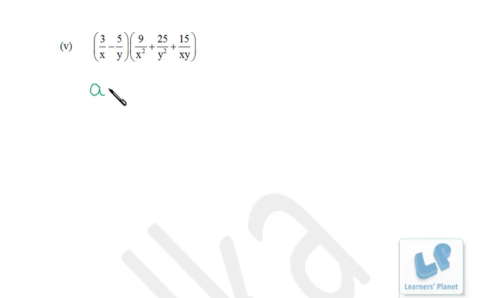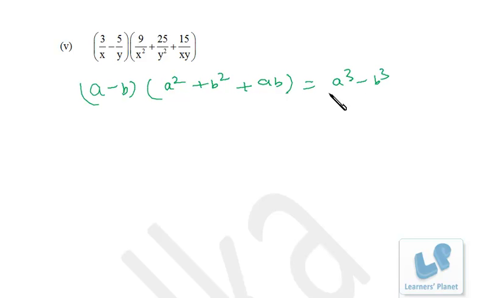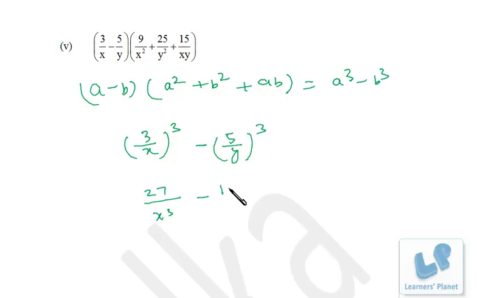Similarly, it's a minus b. This is a square, yeah. This is b square, yes. This is a into b, so it's, yeah, it's a into b. So this expression is nothing but a cube minus b cube. Straightforward, put the value of a and b. So that is 3 by x whole cube minus 5 by y whole cube. So that is 27 by x cube minus 125 by y cube, right? So similarly, you can do more problems. Just make the comparison like this, and while making comparison, do not make the calculation errors.